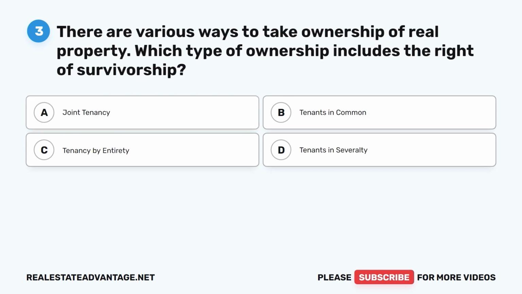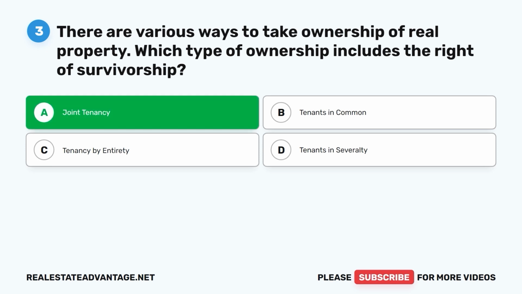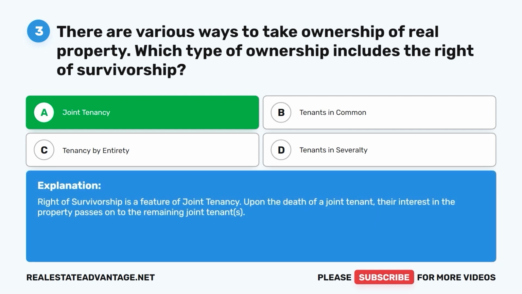Question 3. There are various ways to take ownership of real property. Which type of ownership includes the right of survivorship? A. Joint tenancy, B. Tenants in common, C. Tenancy by entirety, D. Tenants in severalty. The correct answer is A. Joint tenancy. Right of survivorship is a feature of joint tenancy. Upon the death of a joint tenant, their interest in the property passes on to the remaining joint tenants.